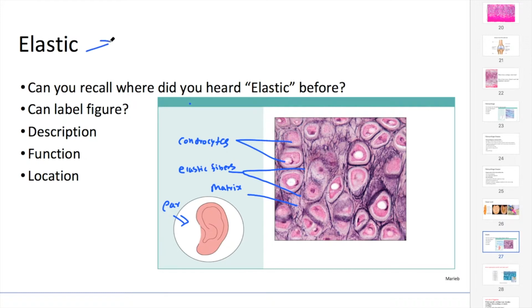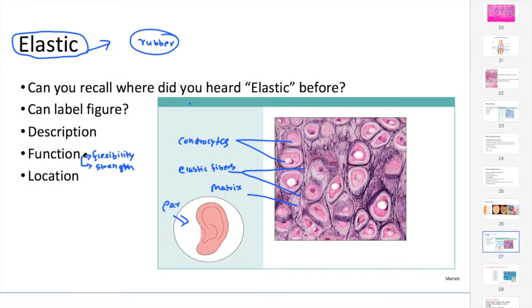Okay, what can you tell me by just looking at this word elastic? Think about rubber, right? So this cartilage behaves like a rubber because it has elastic fibers in it. So any organ where we find this elastic cartilage will be flexible, right? So then, what is the main function of elastic cartilage? Flexibility, right? One is flexibility. Another thing we always talk about is strength. It provides strength.